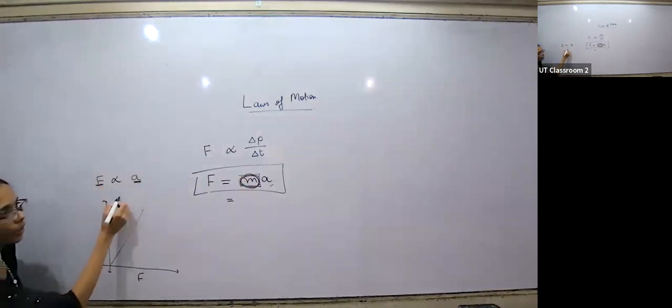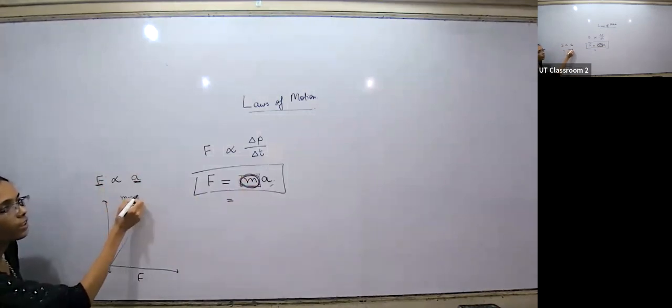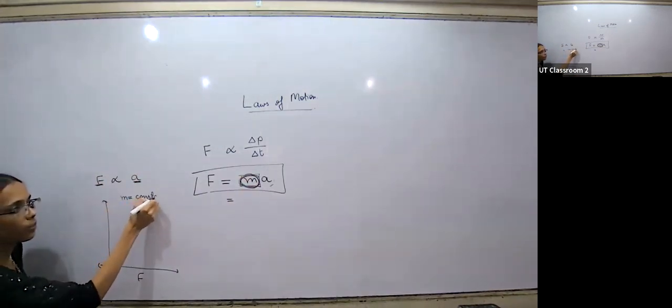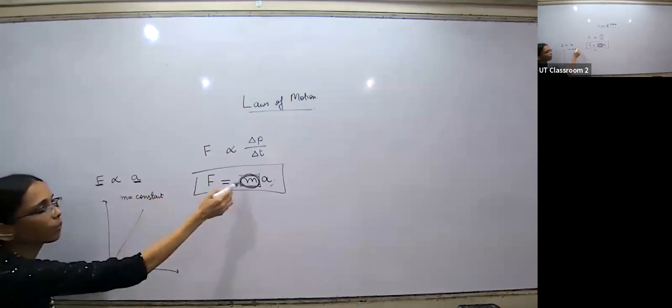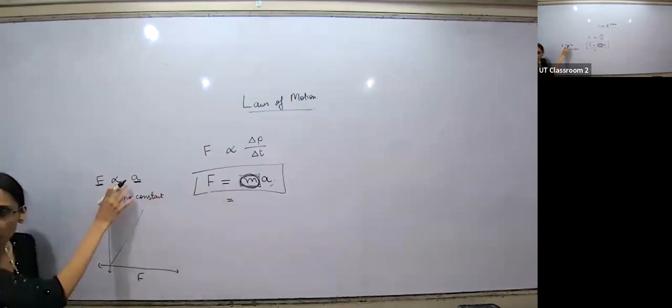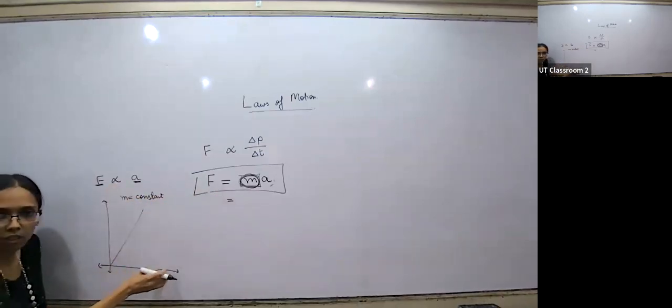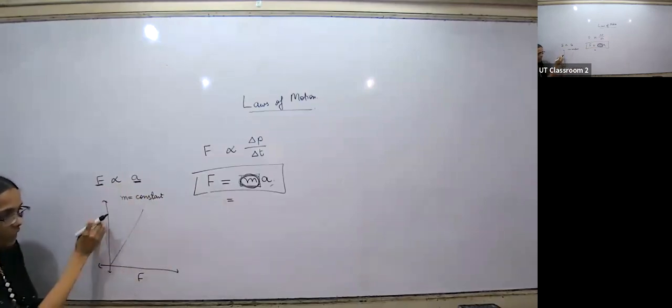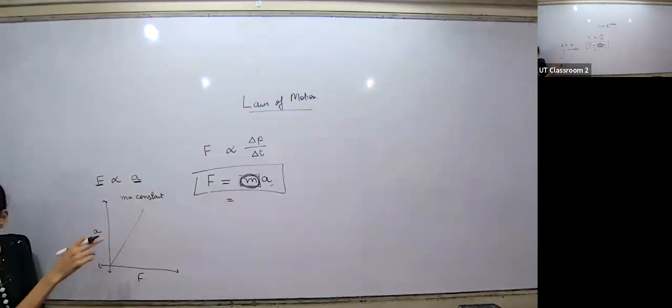And for this particular thing, mass M is constant. What does constant mean in this case? I am talking about the same object. In the same object, you keep increasing the force, and what will its acceleration be? It will keep increasing.